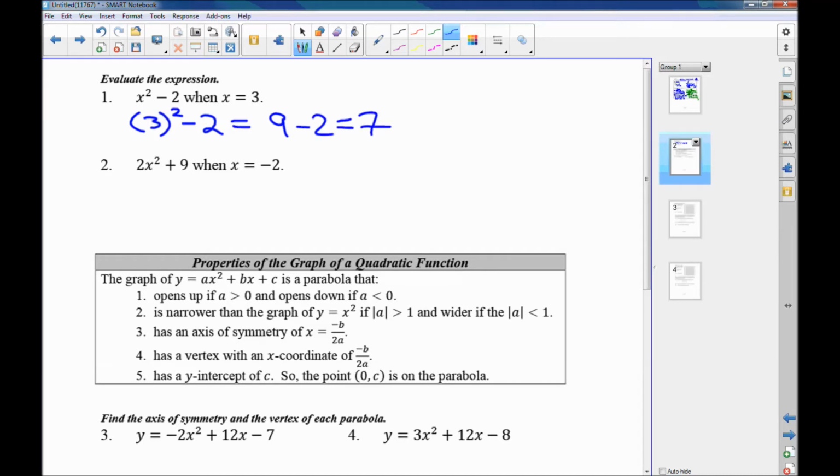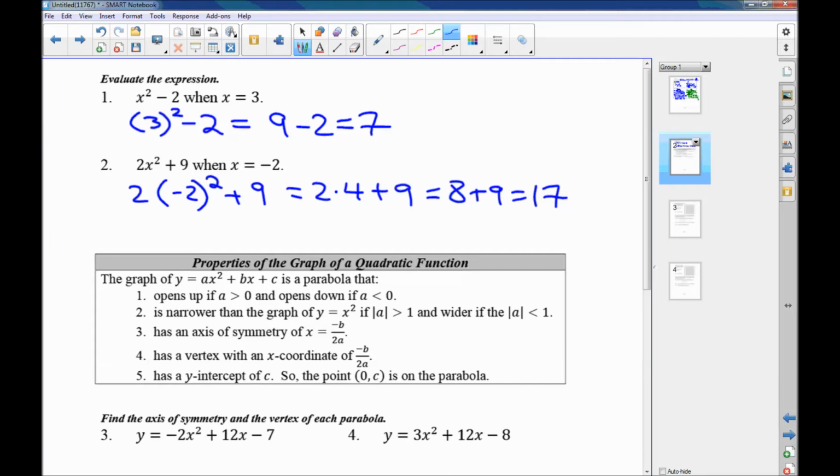In our second one, we have 2 times negative 2 squared plus 9. If you leave off those parentheses, you'll get a different answer here. So this is 2 times 4 plus 9. And that's 8 plus 9 for 17. So don't forget your order of operations here. Don't just write equals 17.